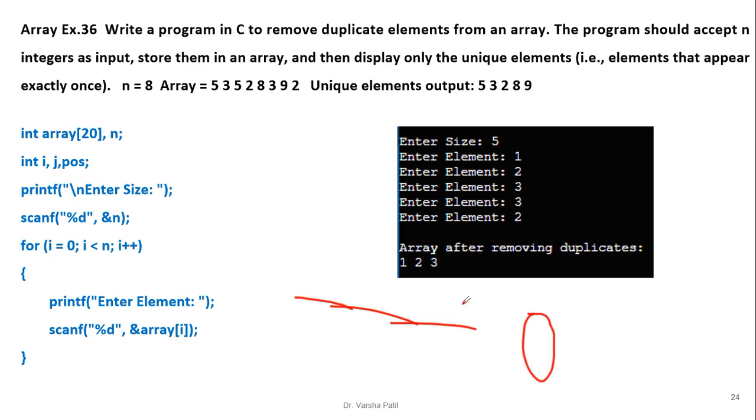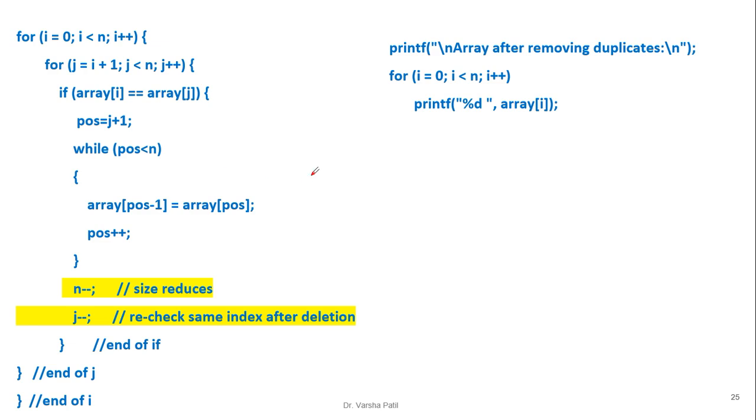To understand this program, your knowledge of that delete program should be clear, otherwise it is very difficult to understand. Now see, we are accepting the size, then we are accepting the array elements. This is nothing but our primary procedure, accepting the array size and array elements. Now we require to remove the duplicates. For example, 1 1 1 1 1 1. What is the output of this program? The output of this program is 1.